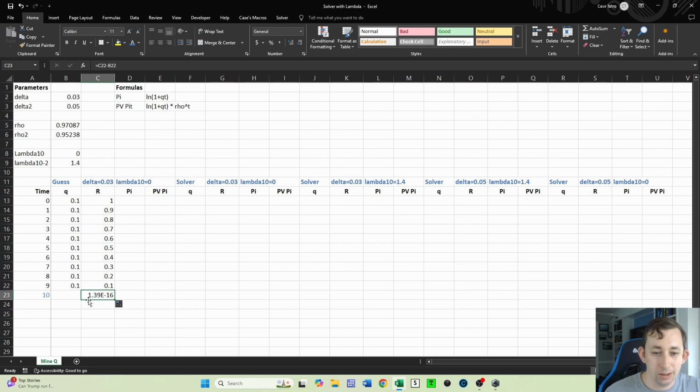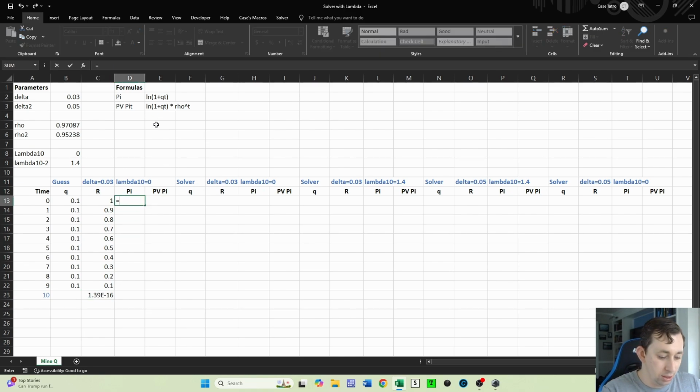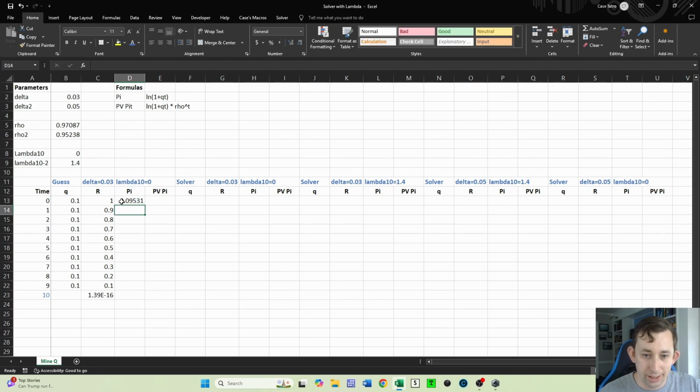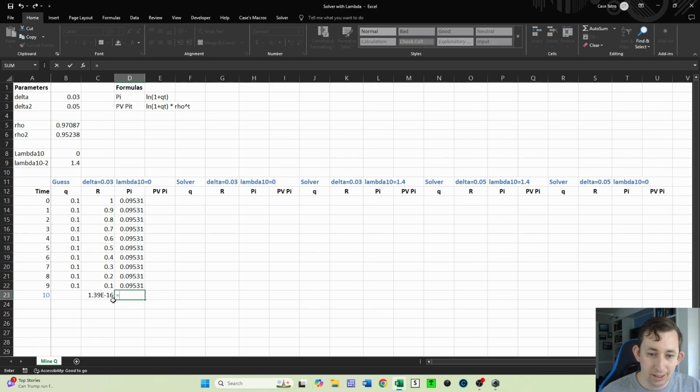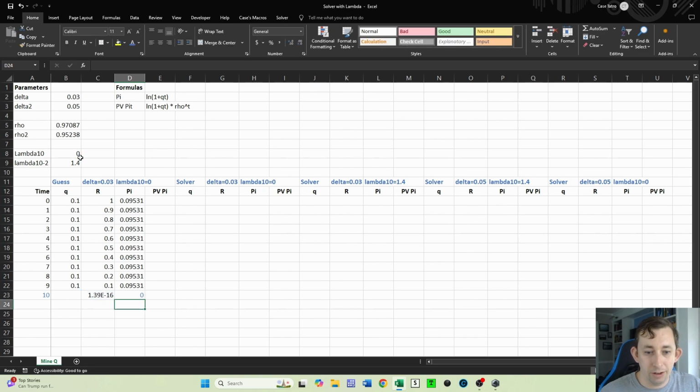This is basically 0. This is Excel's version of 0 with some rounding, so that's all good to go. For pi, pi is just going to be the natural log of 1 plus qt. So this is just natural log of 1 plus, and then qt is this guy right here. So I'll go ahead and put that in. I'm not going to put that for period 10 because profit in period 10 is equal to what I have that's left over times my lambda 10 value. And so this is my lambda 10 value right here. So I'm just going to lock it for now.